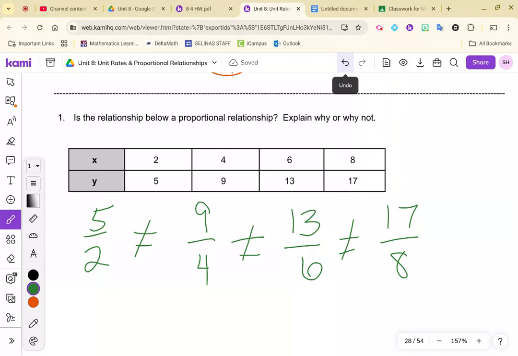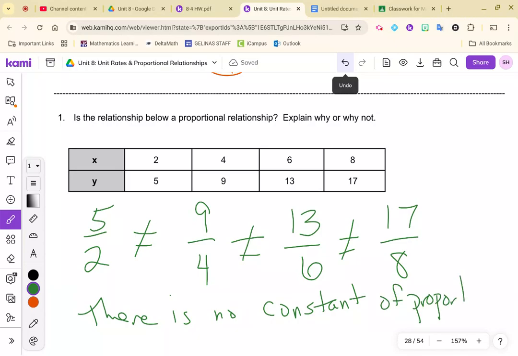But like I said a few moments ago, that doesn't mean there's just not some sort of relationship. So it still is going to have what's called a linear relationship. It's just not a proportional one. So the reason why it is not is there is no constant of proportionality. So let me show you how you can tell if something still is going to have a relationship that makes a line, just not a proportional one.